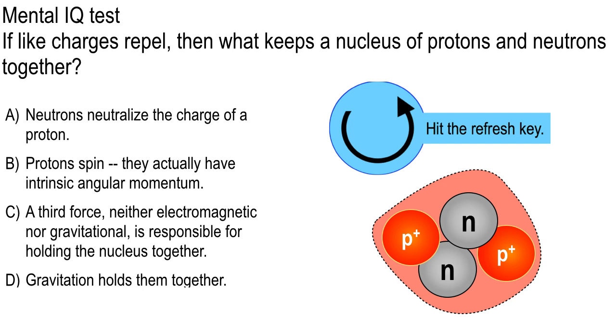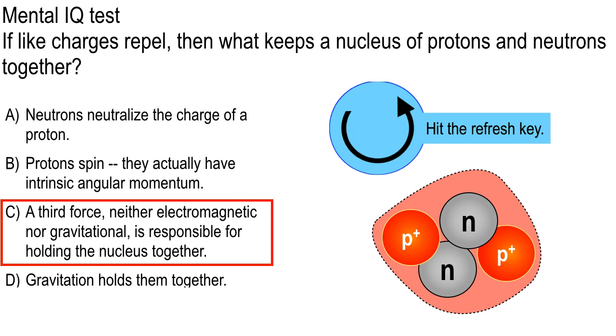Here's the vote, and the correct answer is this. There's a third force. 27% of you voted for that. Now, neutrons neutralize the charge of a proton.